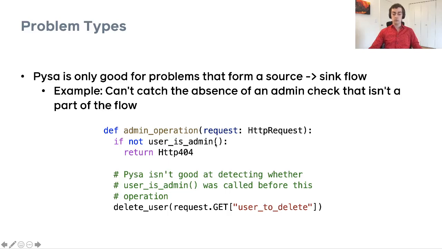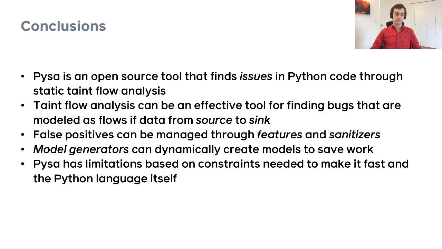Obviously, we could change this code around to create a flow of data that we could detect, or we could even change the code to make it more safe, perhaps by baking user is admin into delete user. But this example just serves to show that there are certain formulations of problems that Pysa is not intended and not capable of solving or identifying.